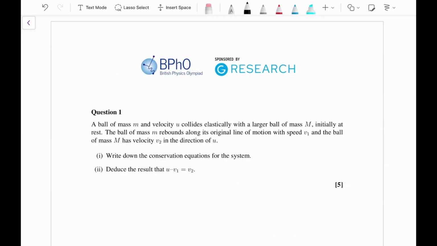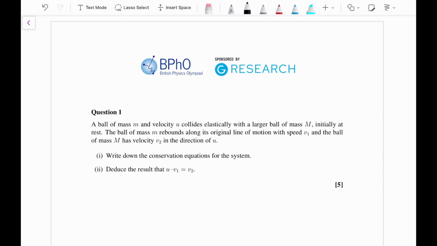In this video, we're going to look at two questions on momentum. For the first question, it says a ball of mass m and velocity u collides elastically with a larger ball of mass capital M initially at rest. The ball of mass m rebounds along its original line of motion with speed v1, and the ball of mass capital M has velocity v2 in the direction of u, so that is the initial direction.